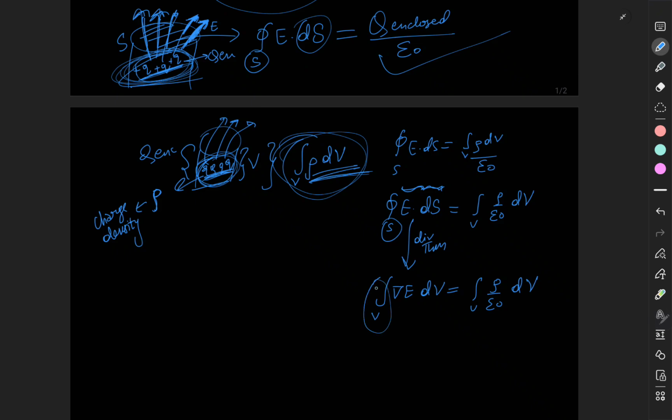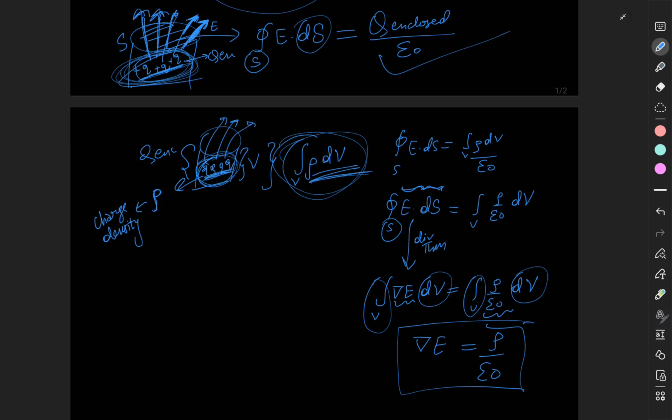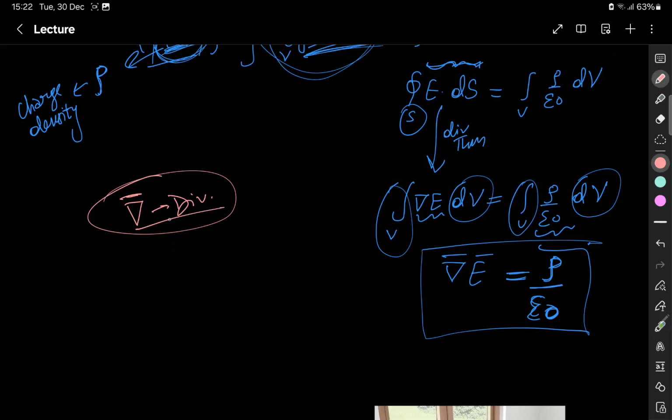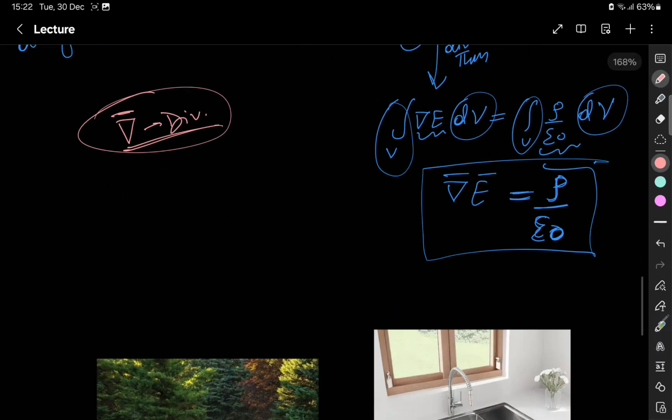Hence, since this integral is the same on both sides, we can compare these things, and we've got our first Maxwell equation, which shows that divergence of electric field is equivalent to the charge density divided by the constant. Now, what is the physical significance of this? We know that this thing is divergence. It simply means that there is some source or sink present.